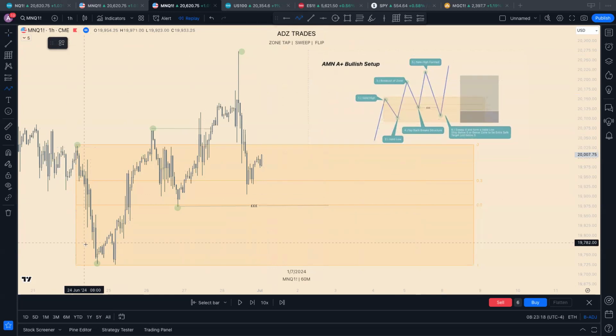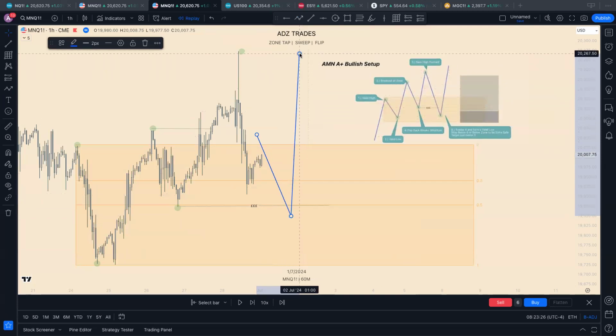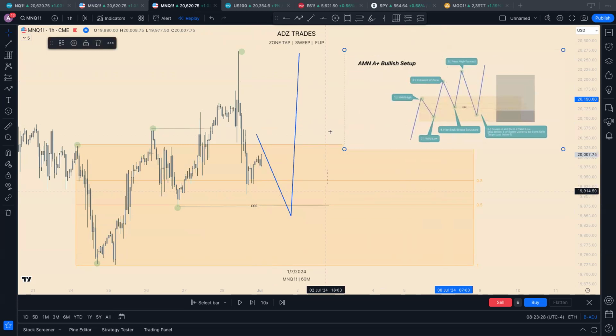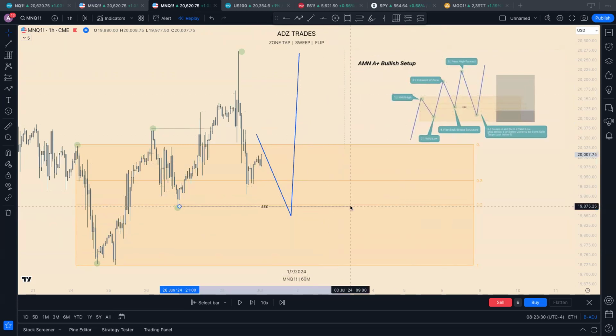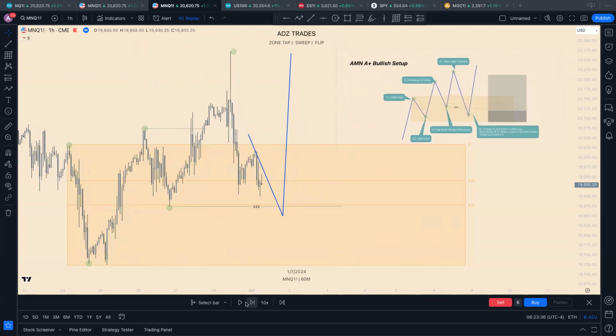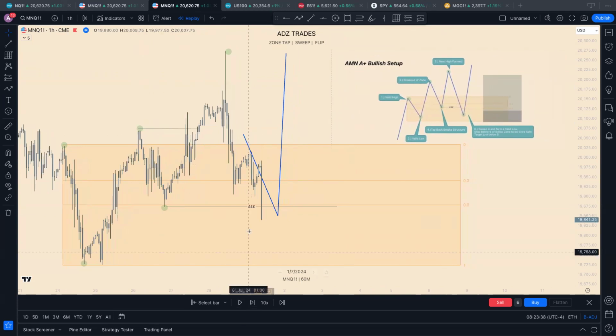So again, we have our 1, 2, 3, 4, 5. So what do we need? We need this to get swept and then a continuation up. Because the market's not just going to come up from anywhere. We need to get fuel. We need to stop people out. And this is our forward liquidity. So once this gets stopped out, right, perfect. We've swept liquidity here.